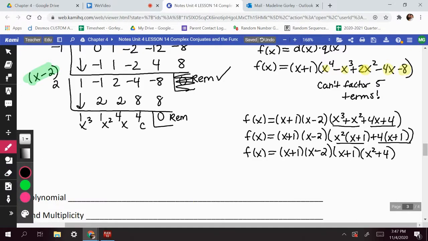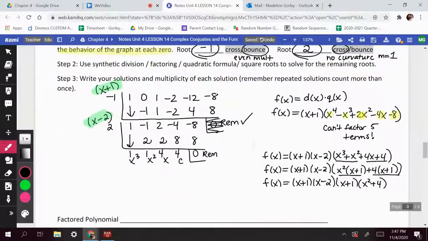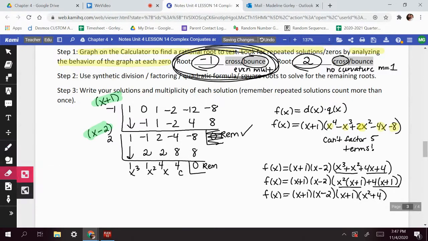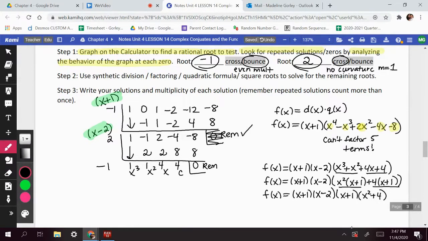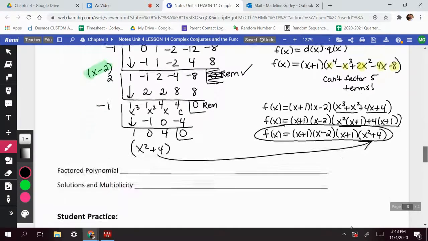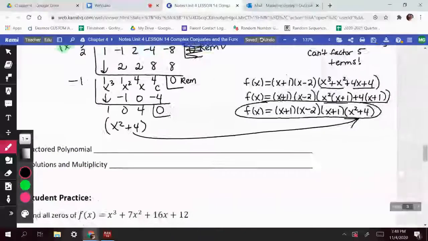If you wanted to do synthetic division one more time, you could. You're going to get the same result. I could go back and use -1 again since it bounced there and it was a repeated 0. 1 times -1, add down. 0 times -1, add down. 4 times -1, add down. And you can see I get my factor x squared plus 4, which is what I had over here. So you have a little bit of flexibility on what you want to do. I'm someone where as soon as I can see that I can use factoring, I just stop using the synthetic division. Okay, so here's my factored polynomial.